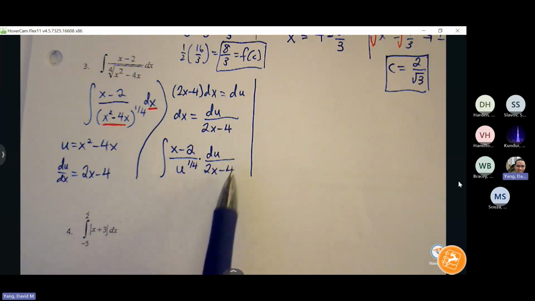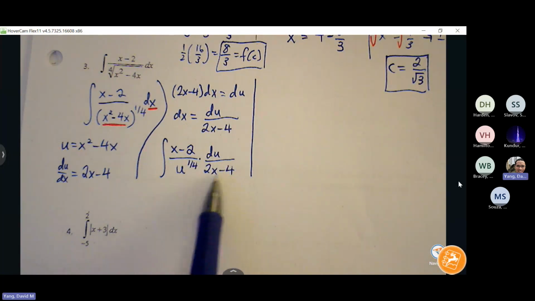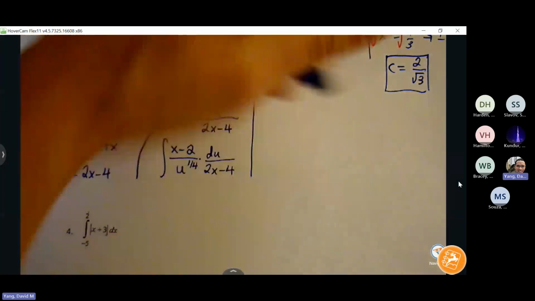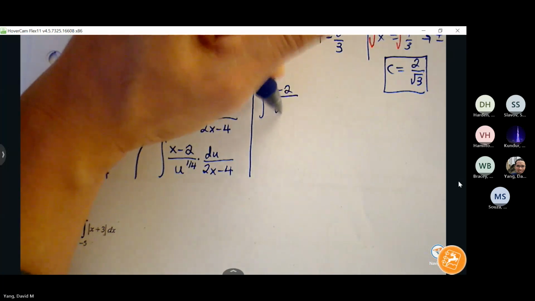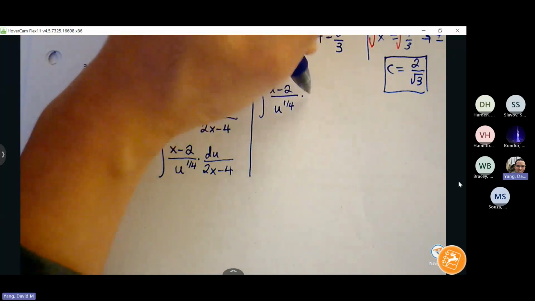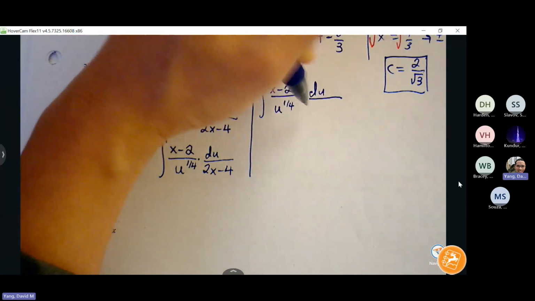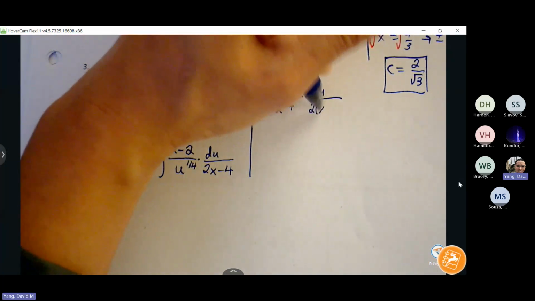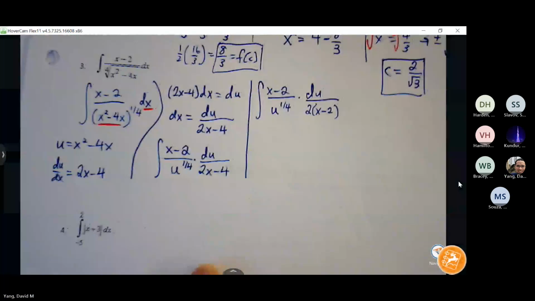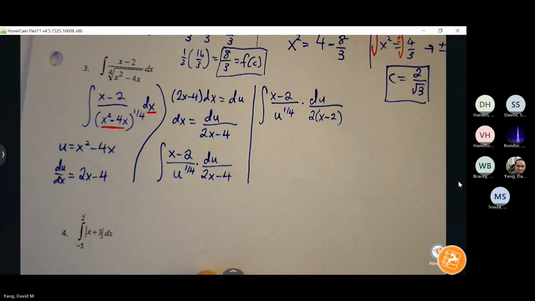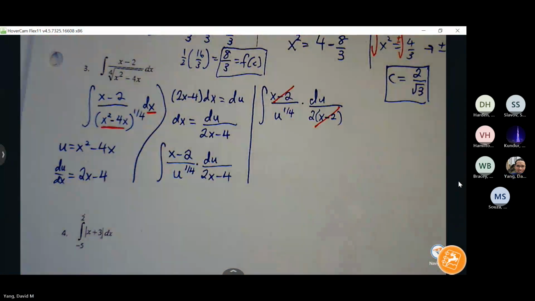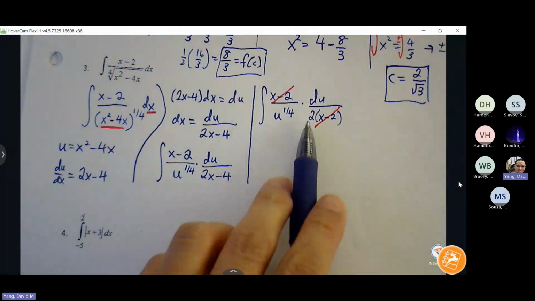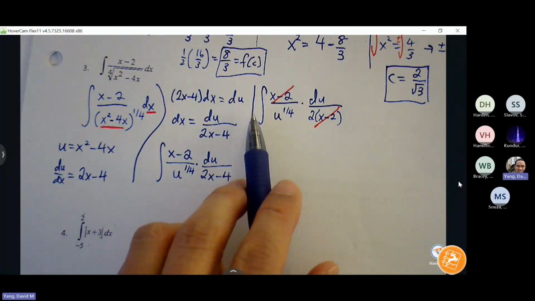Is there something else that I can do with this 2x minus 4? What if I factor that 2 out? If I factor that 2 out, then I can get something that I can pair up and cancel out a little bit cleaner. So if I factor a 2 out, I get 2 parentheses x minus 2. Do you see our x minus 2 is canceling out? But there's a leftover what? Okay, so 1/2 out in front.